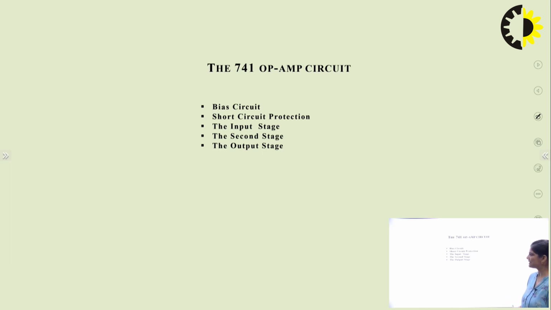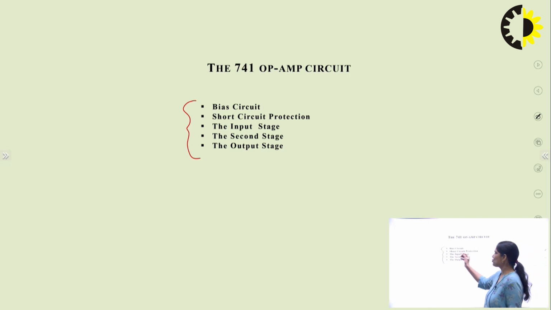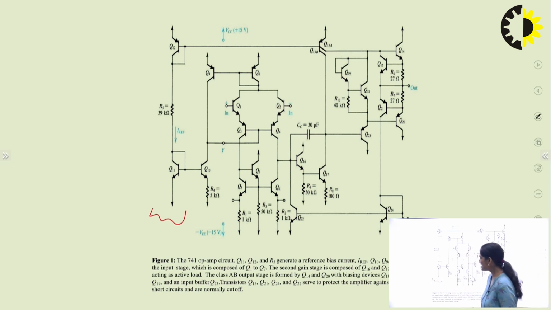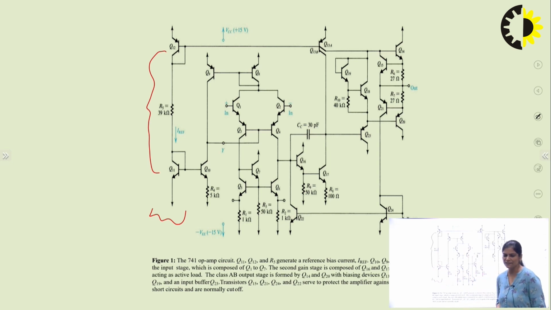Now, the 741 operational amplifier circuit. Here there are 5 stages. We will study the internal structure of the 741 operational amplifier, where there are 5 stages: bias circuit, short circuit protective circuit, input stage, second stage, and output stage. So here is the internal circuit of the 741 operational amplifier. Here you can see the reference bias circuit, where Q11 and Q12 are present. These two transistors are diode connected transistors, Q11 and Q12.